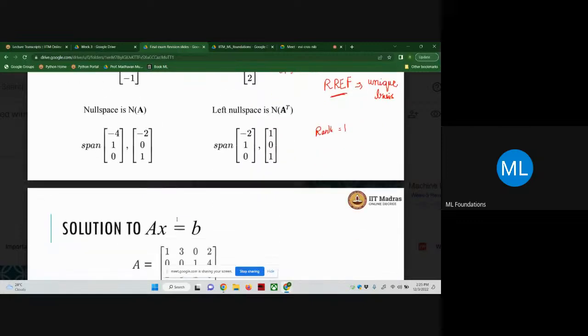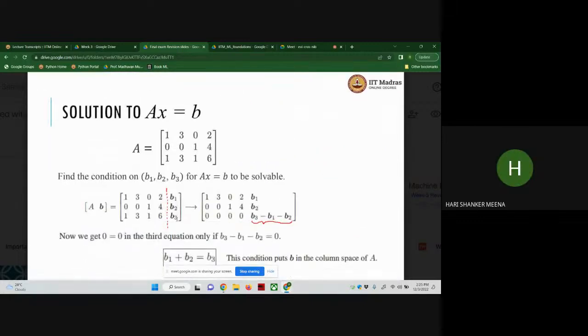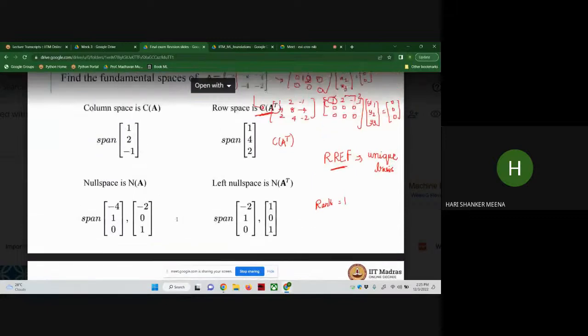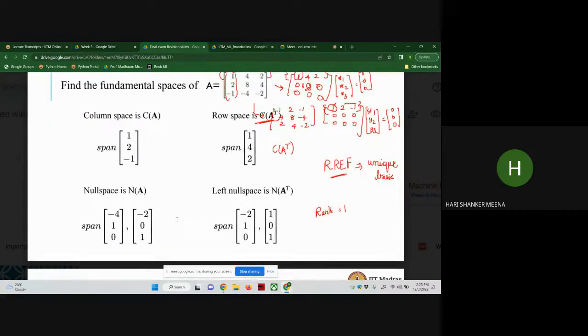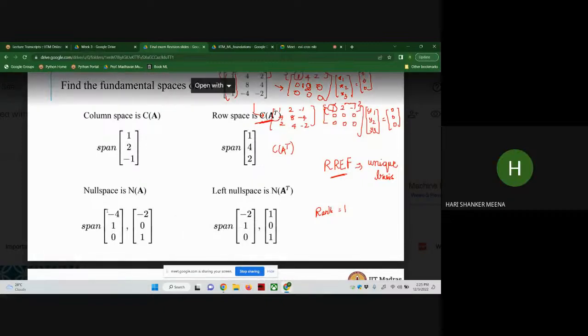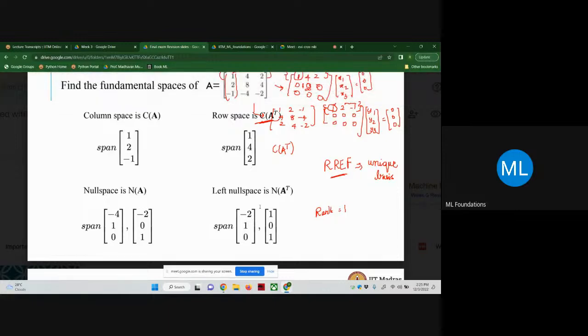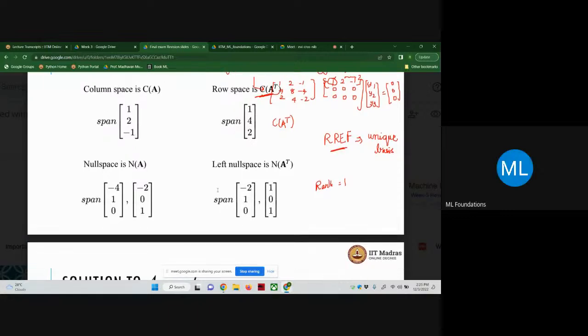Is the left null space nothing but the transpose null space? The left null space is the solutions for A transpose x equals 0. We just need to transpose the matrix, and then find the vectors x such that A transpose x equals 0. Okay, all right, sir.